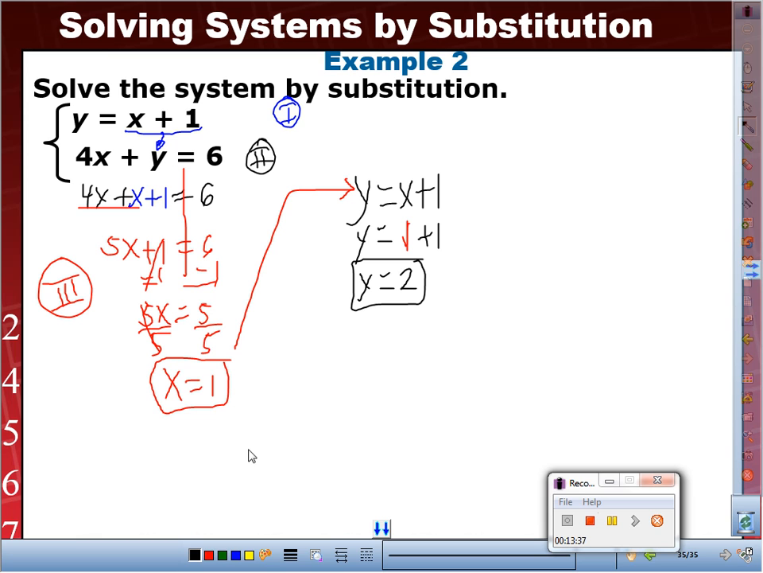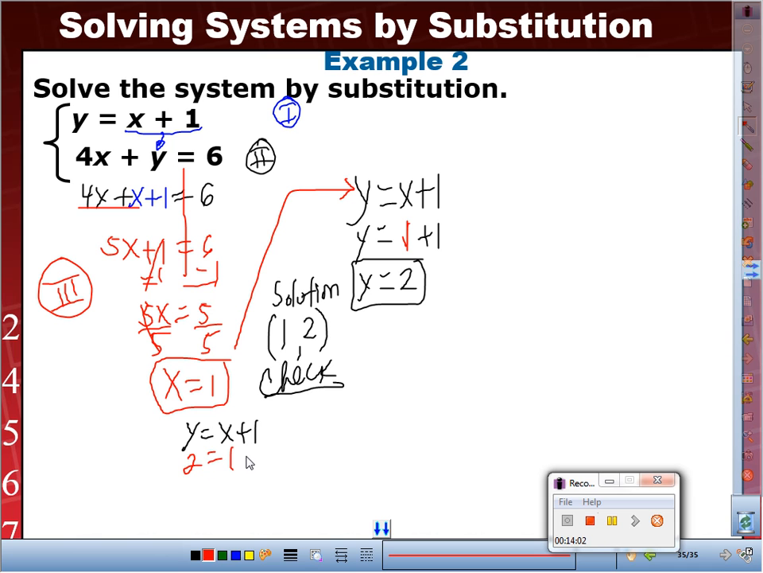So what would be our coordinate for the solution? 1 comma 2, and you write solution. And we're going to check to make sure it works. I write my first equation, y equals x plus 1. But instead of x, I'm going to substitute 1. Instead of y, I'm going to substitute 2. So what is 1 plus 1? 2, and that's true.